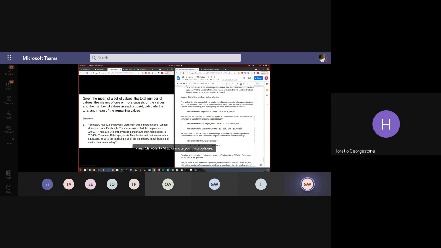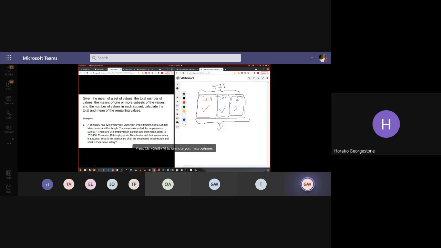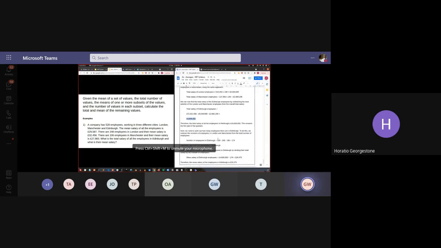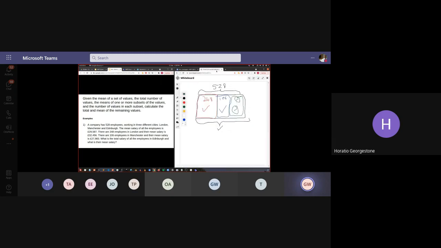Now we need to find their mean, and as I mentioned earlier, in order to find the mean, we need to divide the total, which we've now worked out, by the number of employees. So now it's time to work out the number of employees, which is just 528 minus 248 minus 106. So total number of employees minus number of London employees minus number of Manchester employees, and we get 174. So we've now worked this out.